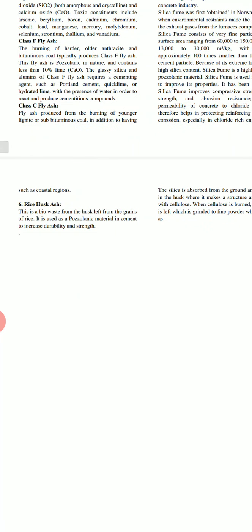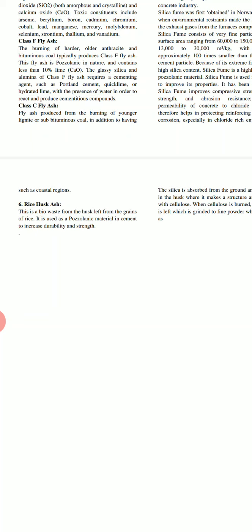And the last mineral admixture is rice husk ash. This is a bio waste, the husk left out from the grain of rice. We all know how rice is obtained. Rice is obtained from paddy. Once the paddy is cut and the paddy's cover is removed, we extract the rice. Whatever rice cover is left out is called rice husk. When you burn that, ash is obtained, which is called rice husk ash.